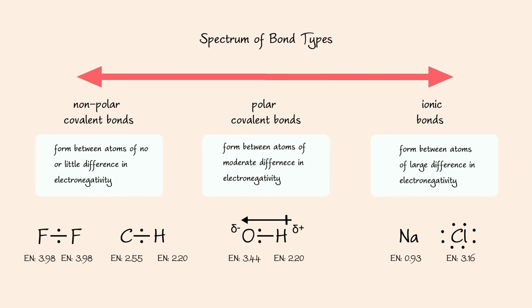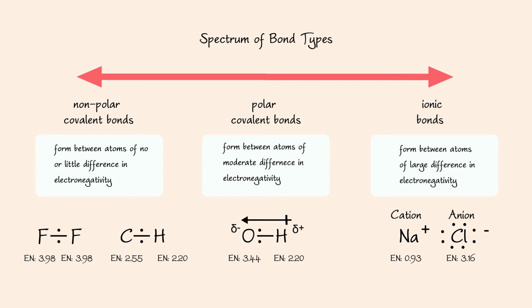Here, the electron is transferred from sodium to chlorine. This results in the formation of 2 ions, a positively charged sodium ion and a negatively charged chloride ion. An ion that is positively charged is a cation, and an ion that is negatively charged is an anion.